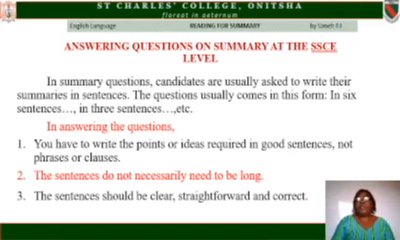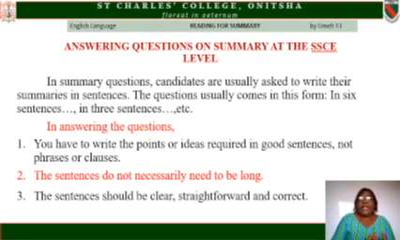In summary questions, candidates are usually asked to write their summaries in sentences. The questions usually come in this form. The sentence might start in this form, in 6 sentences, or in 2 sentences, or they might say in 3 sentences, whichever form you see there. They're only trying to say that the answer to that particular question will be in 3 different sentences. And so in answering them, remember, you have to use a preamble. This preamble will introduce or connect the 3 sentences you will give.